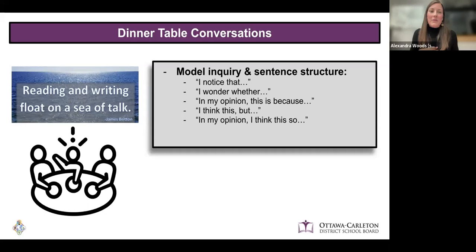So this quote, that reading and writing float on the top of oral language, is really that idea that we can actually teach sentence structure and how to speak through dinner time conversations and engaging with our children orally.